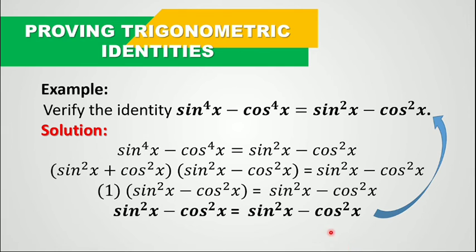So we have come up to the same expression, sin squared x minus cos squared x, verifying the given trigonometric identity. That is just how to prove trigonometric identities by factoring and by using the Pythagorean identities. That's all for now.